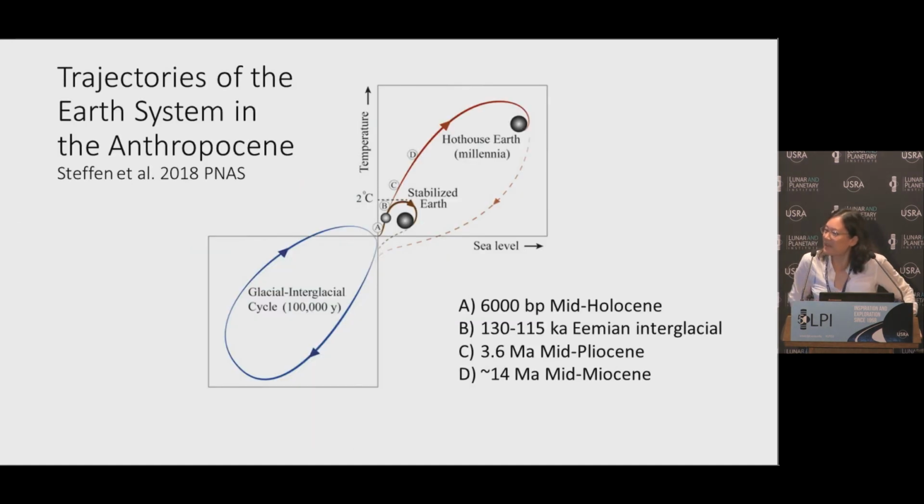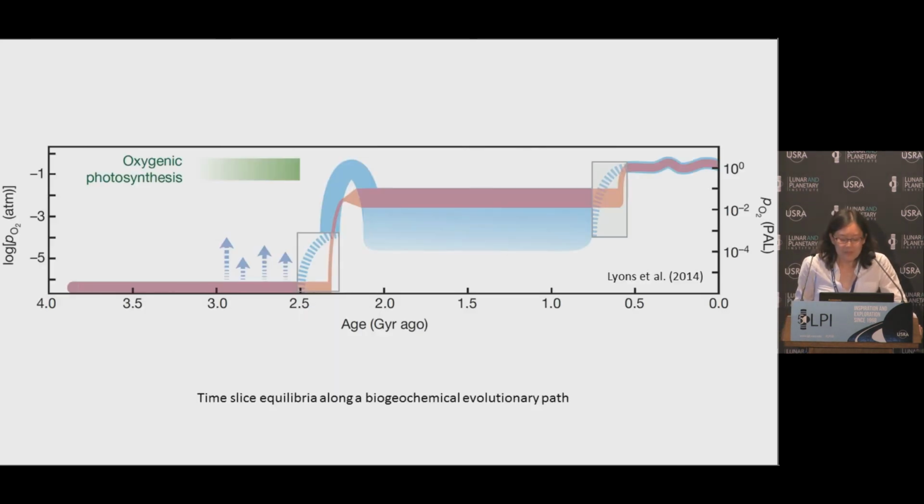This is what I call a polemic by Steffen et al. about what we should do to make sure we don't go off into the hothouse Earth, which happened in the past, and how we can do all this intense engineering of CO2 mitigation to keep the Earth in a nice stabilized state, kind of close to where we're comfortable. And I should note that these are all time slice equilibria along a biogeochemical evolutionary path. But those time slice equilibria create what we are going to see.